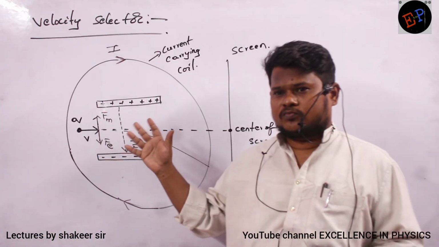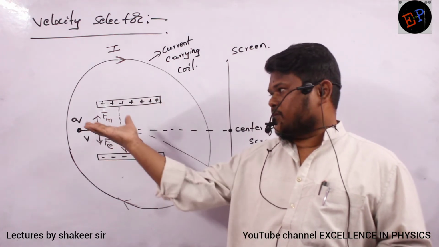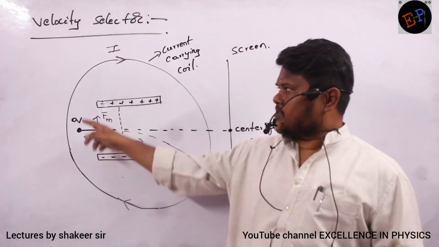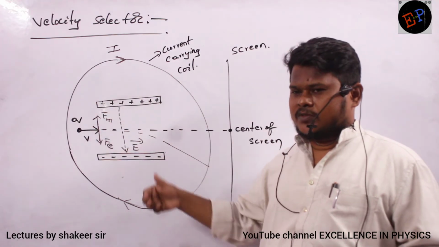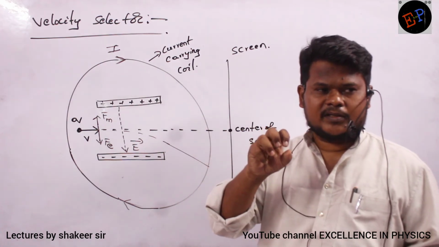Which rule? Right hand palm rule. So place your palm in front of the coil and rotate your fingers. Fingers curling should be in the direction of current. So what is the direction of thumb? Inside. So B dash is perpendicular and inside the pole.